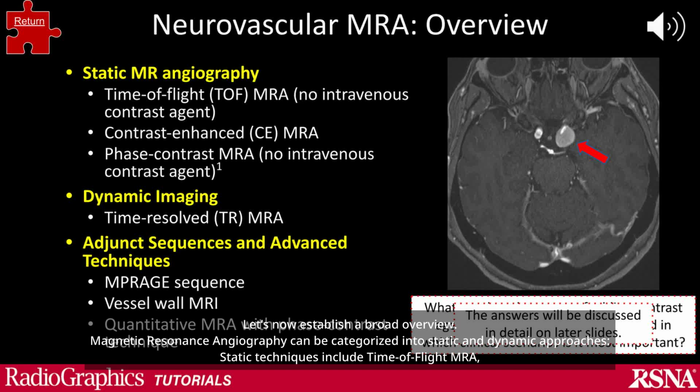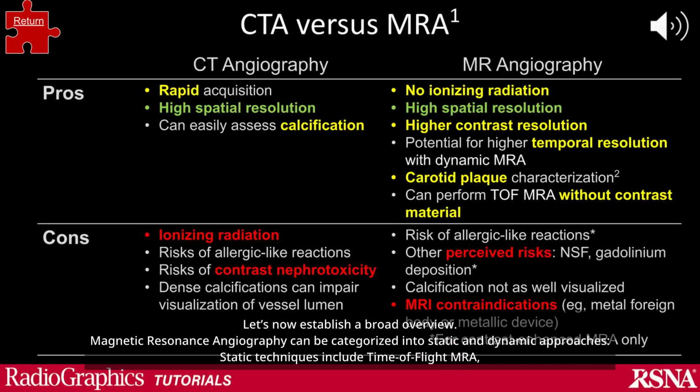contrast velocity mapping. As illustrated in the axial post-contrast TOF image, the addition of contrast may reveal vascular lesions, such as this aneurysm at the carotid terminus. Later in the lecture, we will discuss in detail the clinical scenarios where contrast administration provides a significant diagnostic advantage.